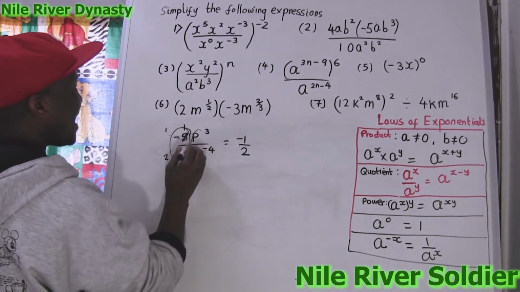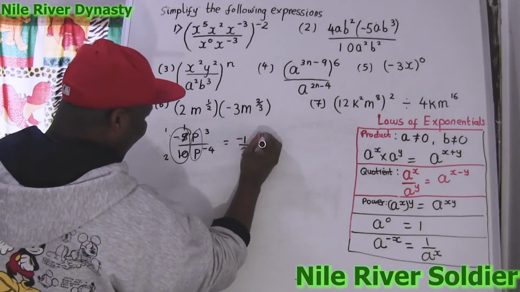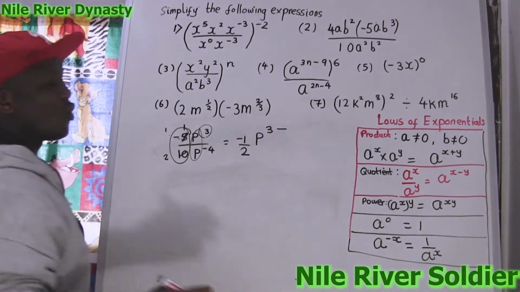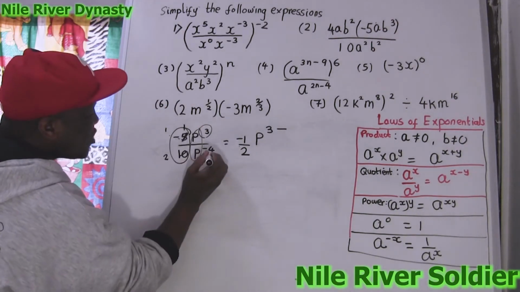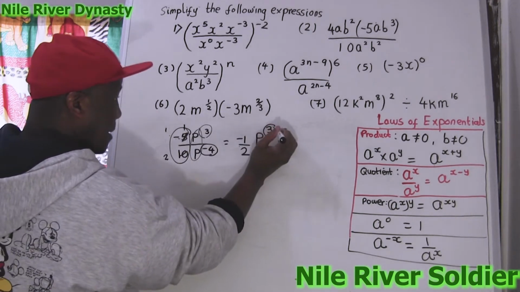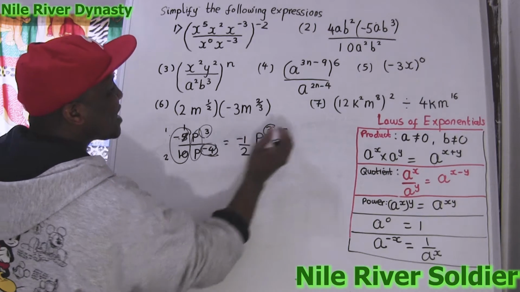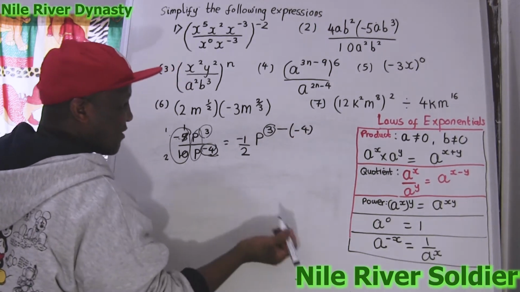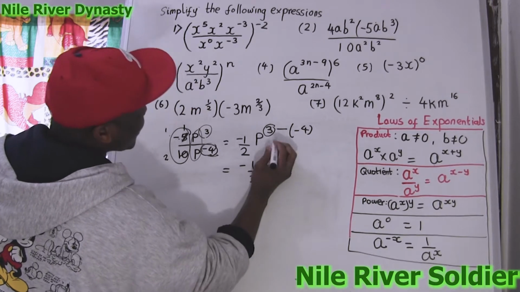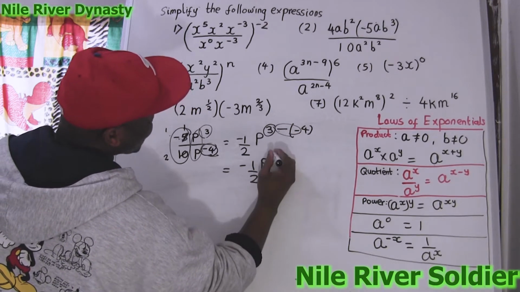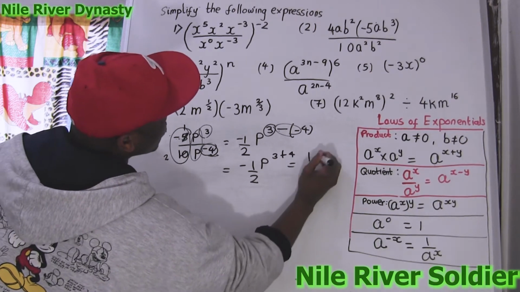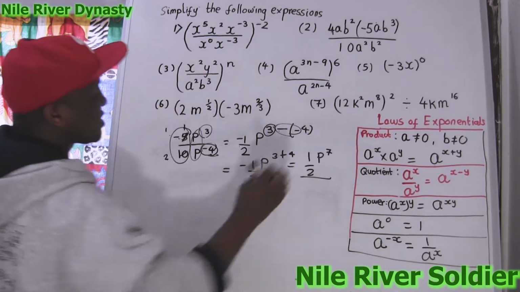So this one, you see, the bases are the same. So I'm only going to write one base on top and then take the top power minus the denominator's power. The denominator is also negative, given as a negative. So this is going to be negative one half p. 3 minus negative 4 gives plus, so it's 3 plus 4. So this is equal to negative 1 over 2 p power 7. This is the final answer.